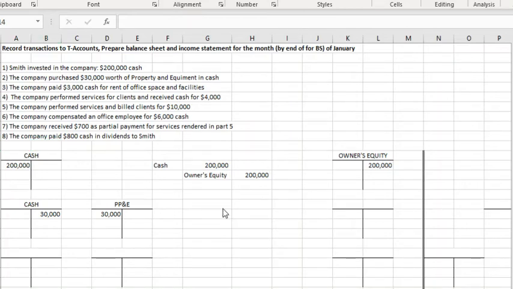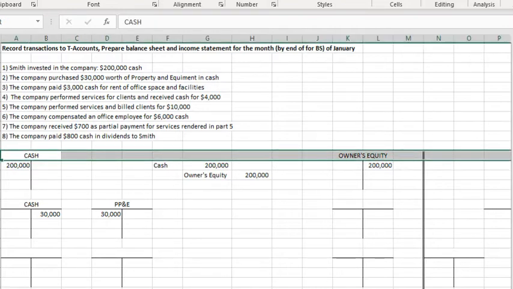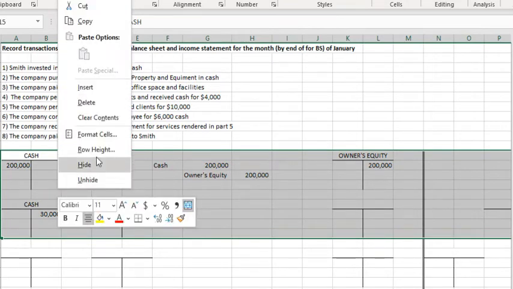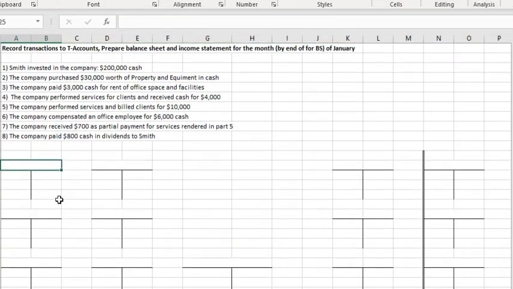Hi everyone. In the previous video we started looking at how to record transactions, and we specifically looked at what happens when an owner invests in the company, and then what happens when the company purchases property and equipment for cash. So these are the two transactions that I'm going to hide for now, because we are going to look at the third transaction, which is the company paying $3,000 cash for rent of office space and facilities.